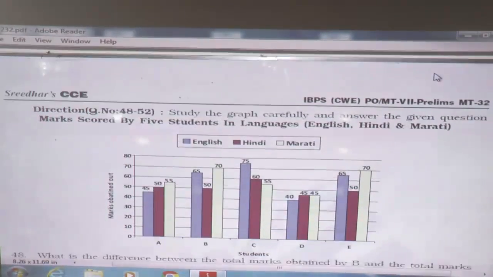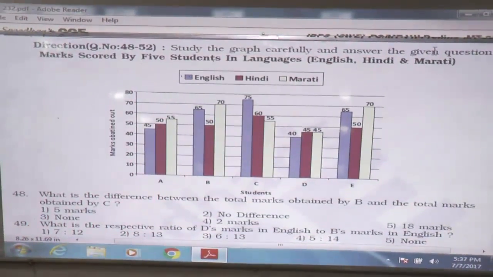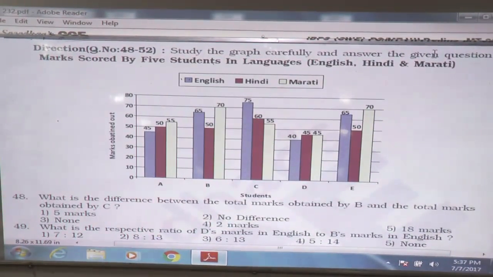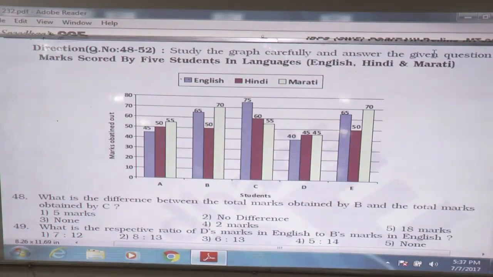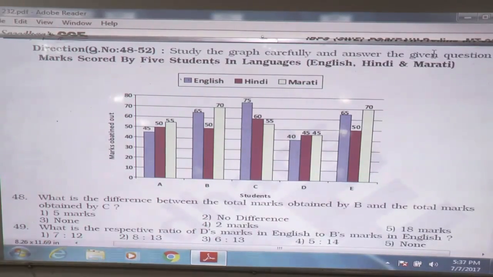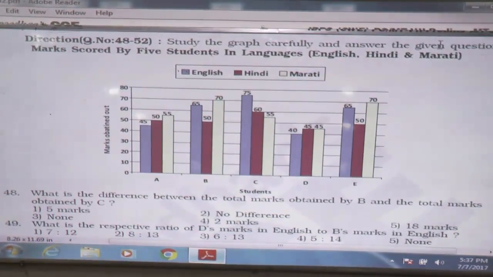Next. Marks scored by 5 students in languages: Hindi, English, Marathi. We have 5 students.